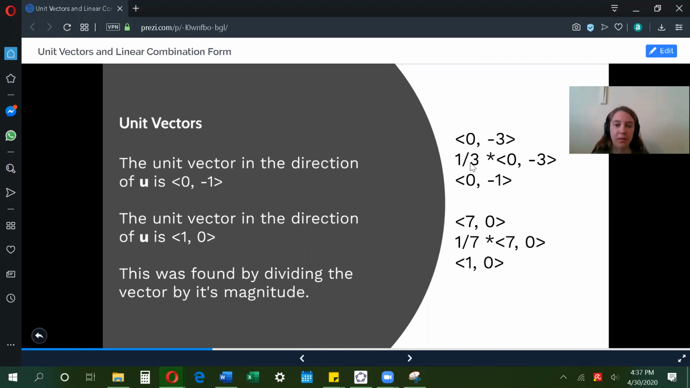Here, dividing by the magnitude is the same as multiplying by the reciprocal. So we're going to multiply by 1 over 3, 3 being the magnitude of vector u. And when you multiply that in, you get 1/3 times 0, which is 0, and then 1/3 times -3, which is -1. And you saw in the graph that that was true. It had a magnitude of 1, and it was in the same direction. And we use similar calculations for vector v. Vector v, 7, 0, multiply it by 1/7, or divide it by the magnitude, or multiply by 1 over the magnitude, and you're going to get 1, 0, the unit vector in the direction of vector v.